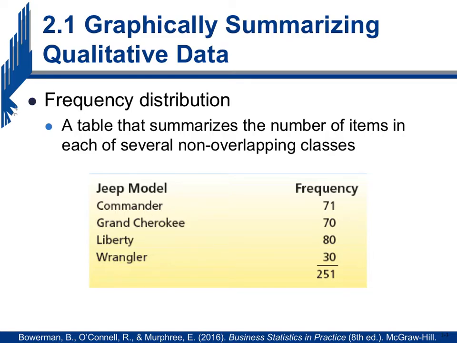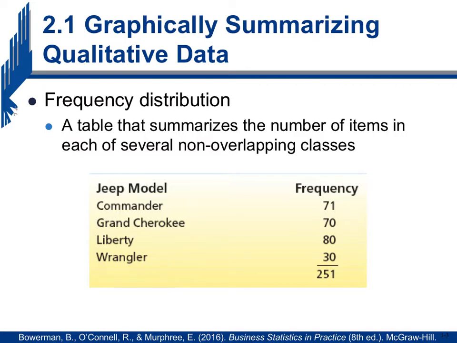Between qualitative and quantitative data, it's usually easier to graphically summarize qualitative data because the possible values for the qualitative variable are usually limited. In this example, we have the qualitative variable Jeep model, which has 4 possible values only. So, since there are 4 distinct values, we can easily summarize this by getting the frequency for each value, and we call that a frequency distribution.